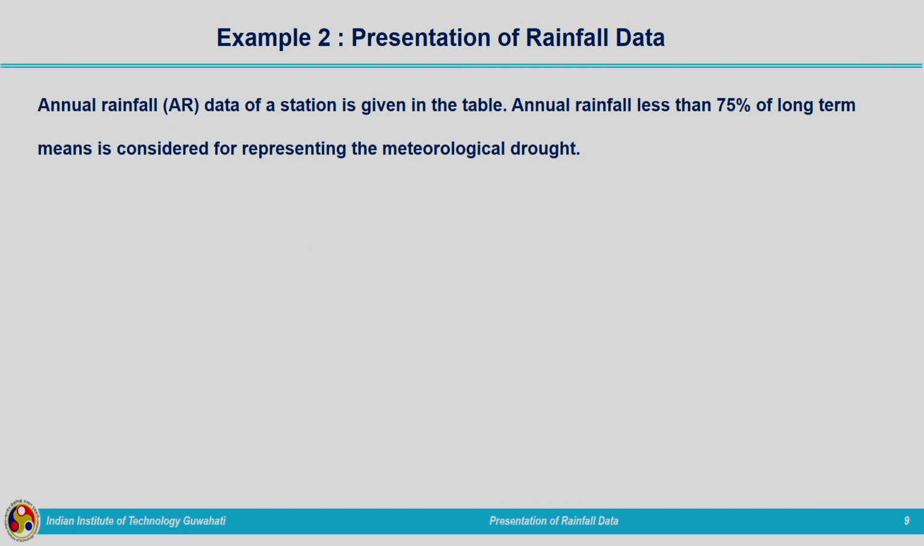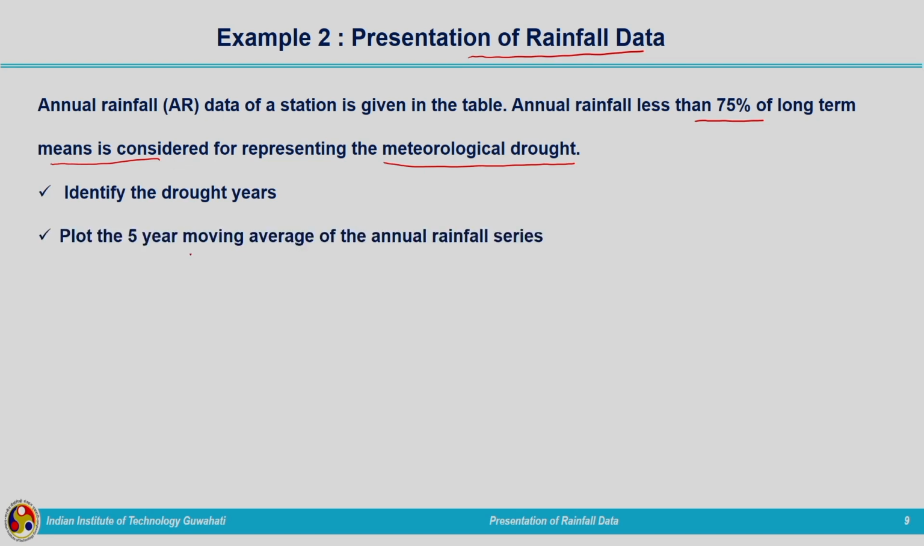So, the second example is on presentation of the data by means of the moving average technique. Question is: annual rainfall data of a station is given in the table. Annual rainfall less than 75% of the long term mean is considered for representing meteorological drought. Identify the drought years. Plot the 5-year moving average of the annual rainfall series.